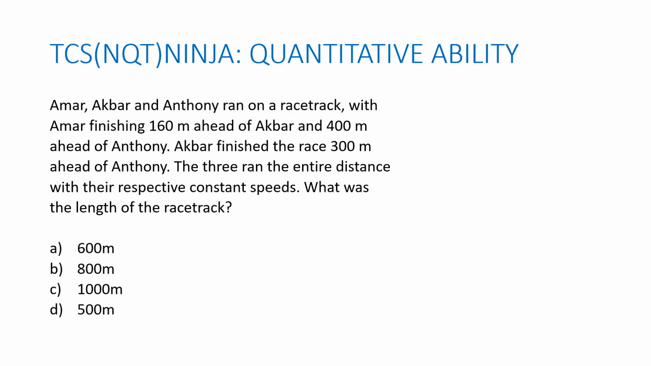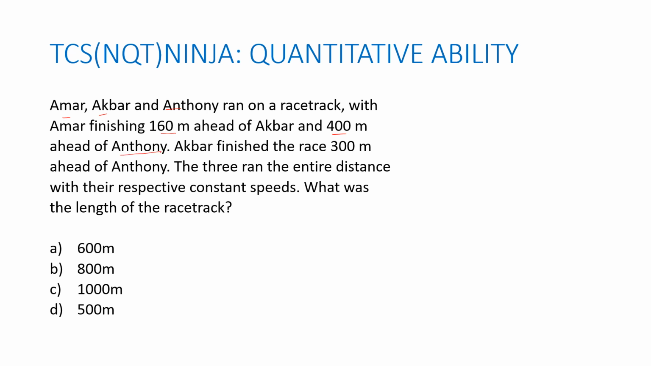Another interesting question, this time on speed, time, and distance. Okay, so what does it say? If you read it, it talks about three people, Amar, Akbar, and Anthony. They ran on a racetrack with Amar finishing 160 meters ahead of Akbar and 400 meters ahead of Anthony.